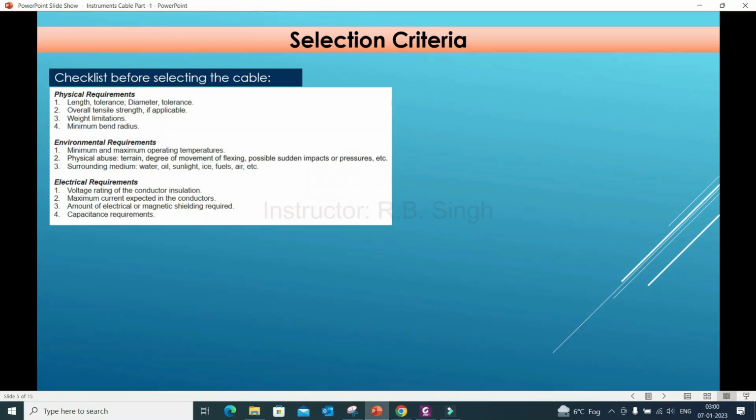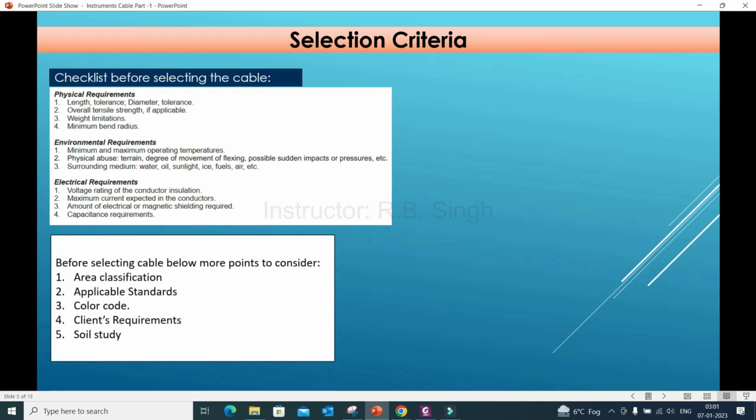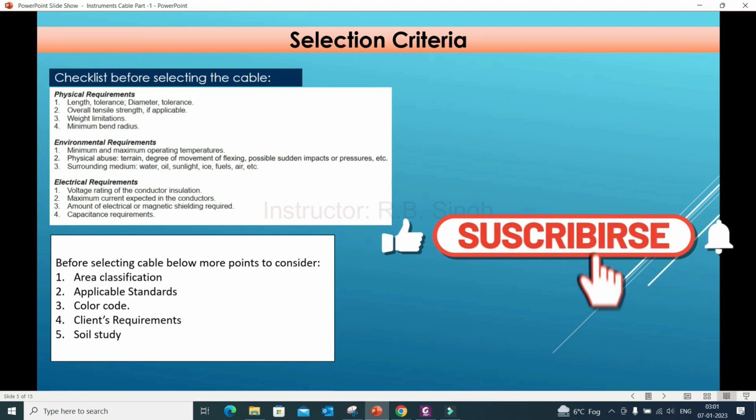Selection criteria of cables. Before selecting a cable, we need to check the following things, like physical requirements: length tolerance, diameter tolerance, tensile strength, weight limitations, minimum bend radius. These are the physical requirements we need to check before selection. And the environmental requirements also, based on the site conditions. Again the electrical requirements like voltage rating of the conductor insulations, maximum current expected in the conductor, amount of electrical or magnetic shielding requirement, capacitance requirement, acceptable voltage drop. These are the electrical requirements. Also some other information like area classification, applicable standards, color coding, client's requirements, soil study. These are also data we need to check and verify before the selection of cable.